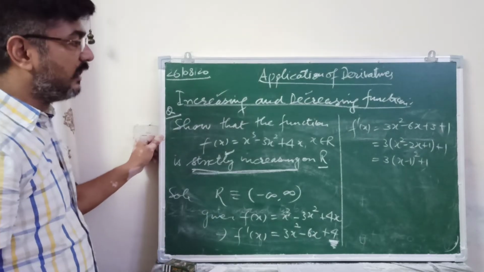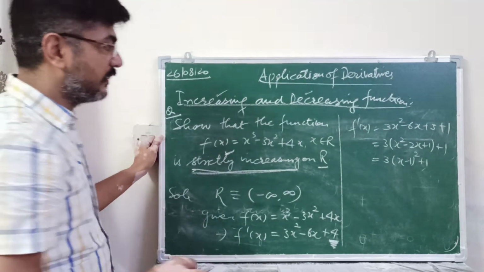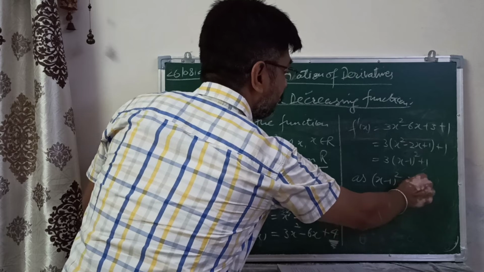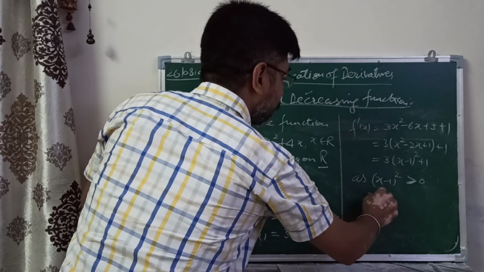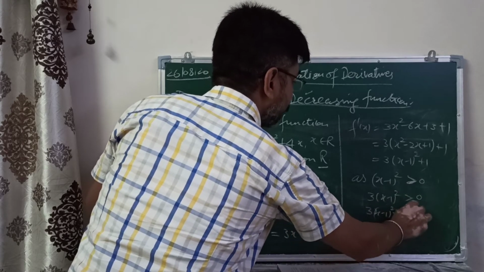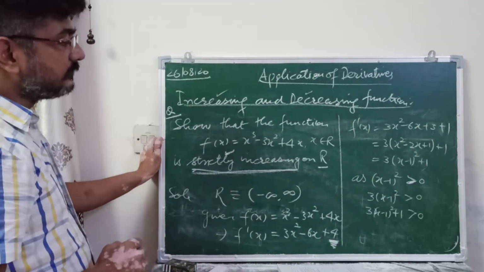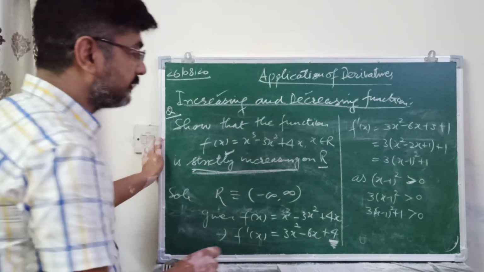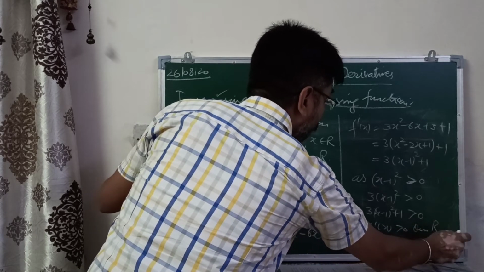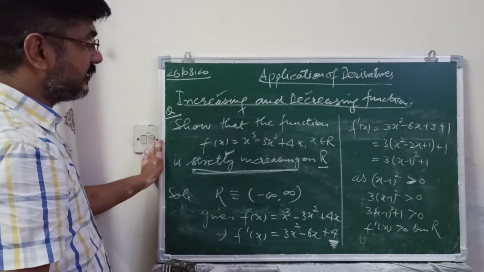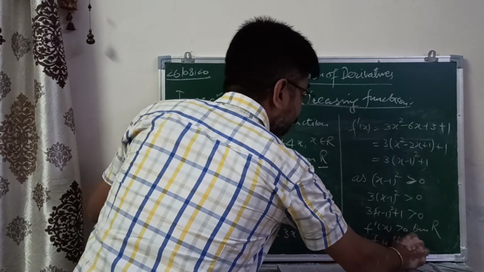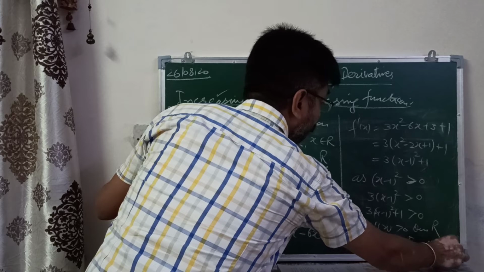And now you know very well, the whole square of any number is always positive. So as x minus 1 square is greater than 0, 3 times x minus 1 square plus 1 is greater than 0. Clear? Therefore f dash x is greater than 0 on R. If it is greater than 0, then it is strictly increasing on R. Hence f is strictly increasing on R.